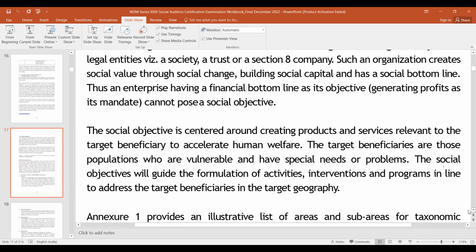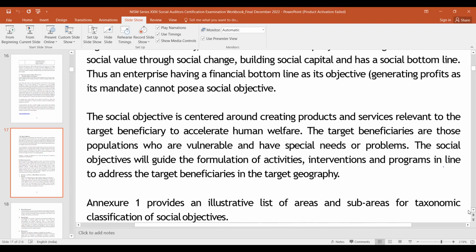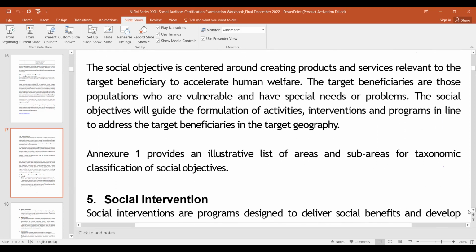So suppose some handicapped people are there. Now you are creating implants or some sort of equipment to help such handicapped people. So that could be a social objective. But if you are giving supplements in a gym, that cannot be a social objective. So that way questions can be framed. So we have to read each and every word carefully. The social objectives will guide the formulation of activities, interventions, and programs in line to address the target beneficiaries in the target geography. So Annexure 1 provides an illustrative list of areas and sub-areas for taxonomy classification of social objectives. So let us have a look at what is here in Annexure 1.